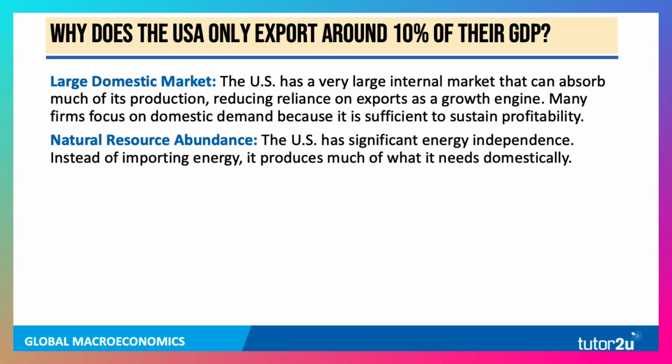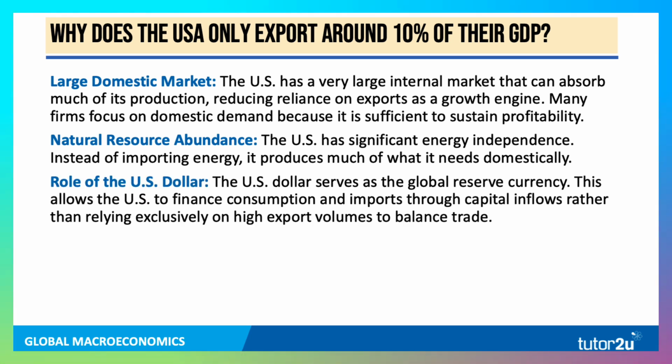Second argument is about natural resource abundance. The United States does have huge natural resources, energy independence. So instead of importing vast amounts of oil and gas, it now produces much of what it needs domestically. The role of the US dollar is quite important. The US dollar is basically a reserve currency. You can buy more or less anything you want in the world with a dollar. That basically allows the United States to finance their consumption and their imports through financial capital inflows rather than having to export goods and services to balance their overall balance of payments.